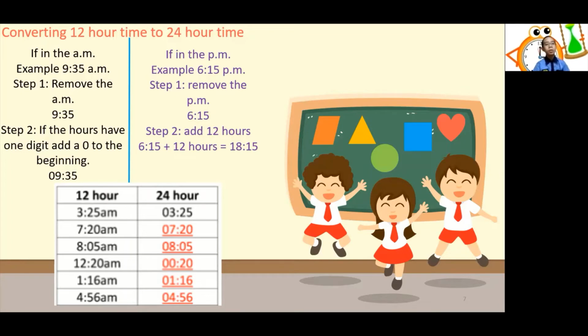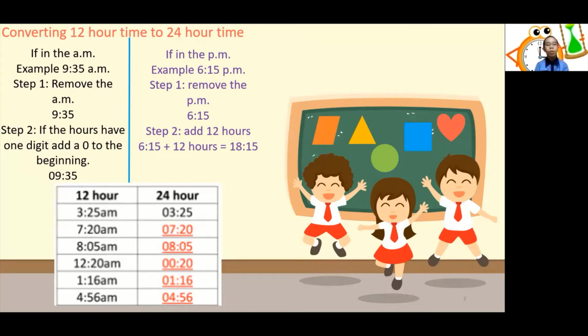In PM, an example is 6:15 p.m. We remove the PM and add 12 hours. 6:15 plus 12 hours equals 18:15. 18:15 is the answer.